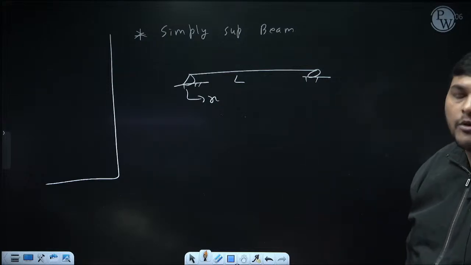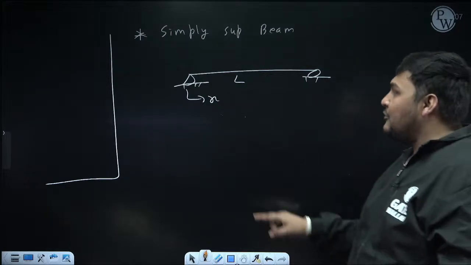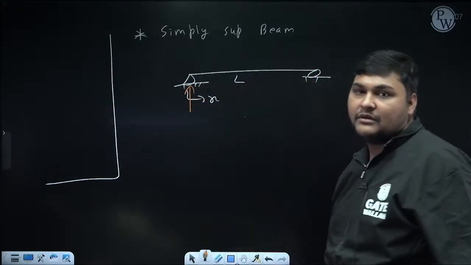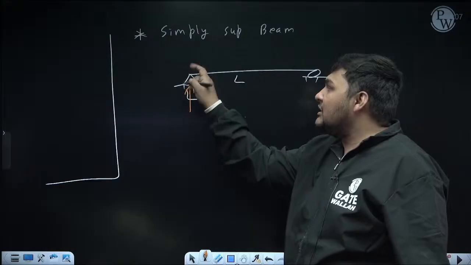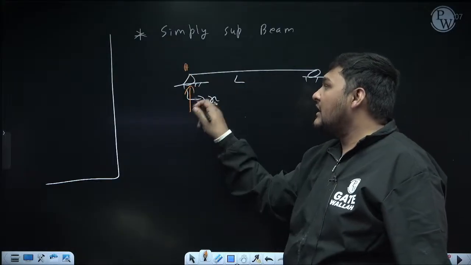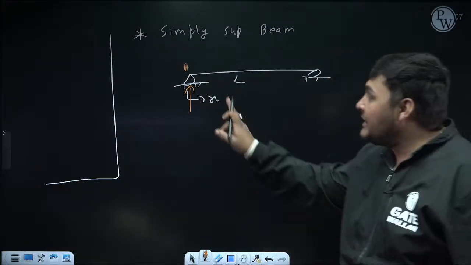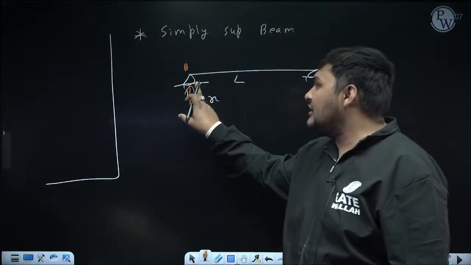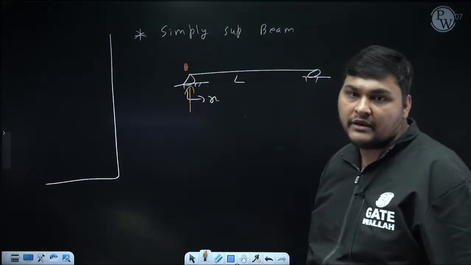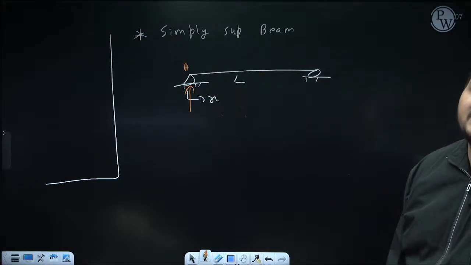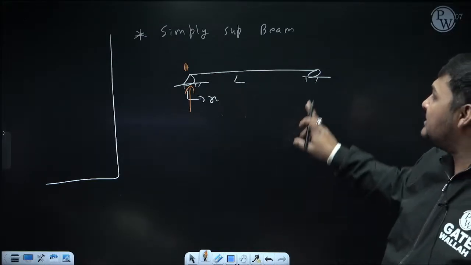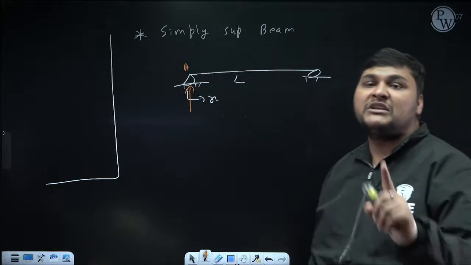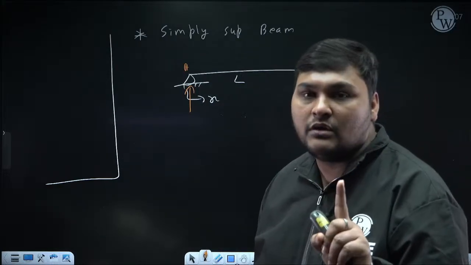But what is the one more boundary condition? At a hinge support, a force reaction can come, but no couple reaction will come. Since no couple reaction is coming, if you calculate the bending moment at this point, it will be 0. But if you calculate the shear force, it is not 0, because if a concentrated force is coming, the shear force will also come. But since no couple reaction is coming, at a hinge or roller support at the end, the bending moment will be 0.